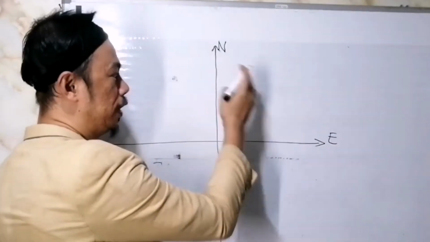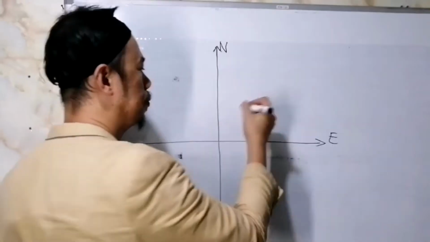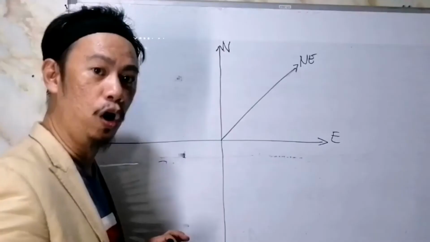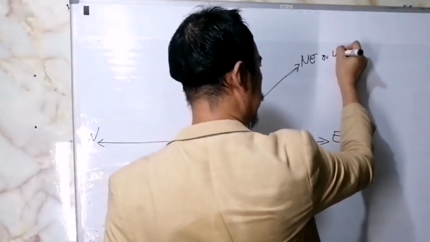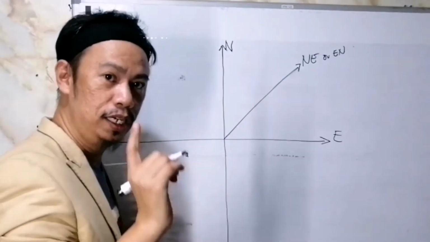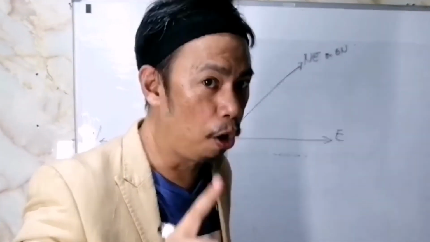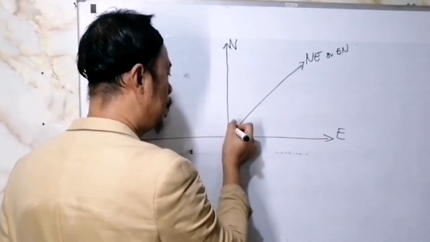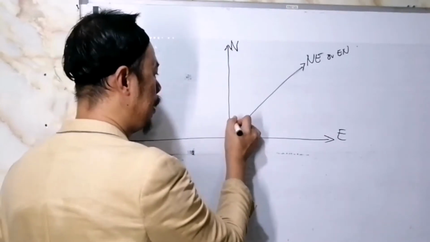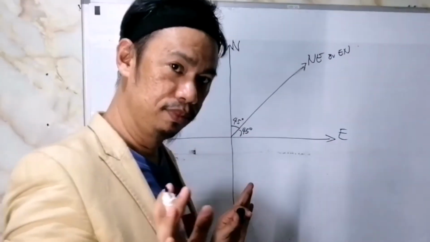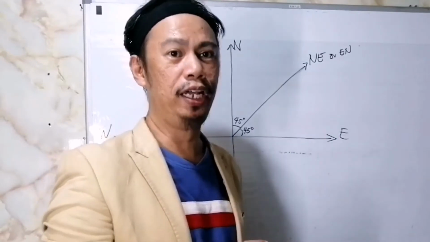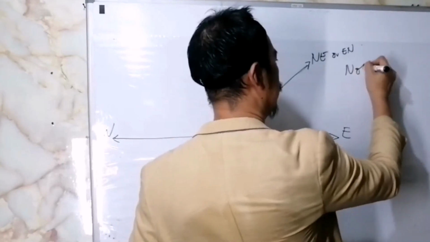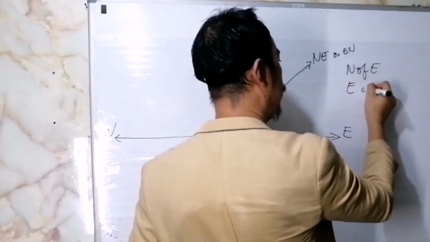The middle of the north and east is what we call what? North east or east north, if that is in 45 degrees. Both of it is 45 degrees. If it is not 45 degrees, then you will use north of east or east of north.